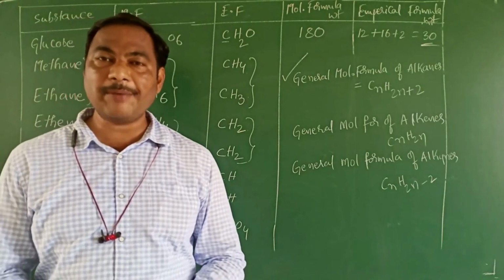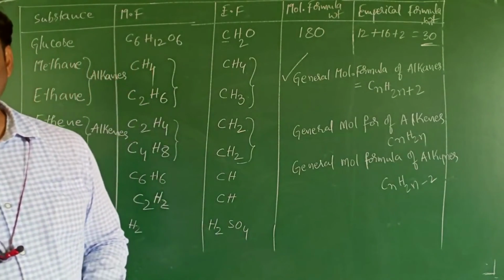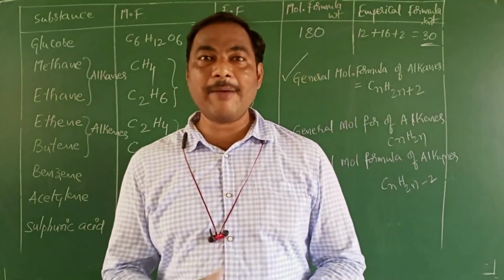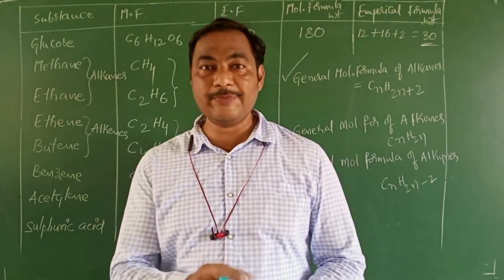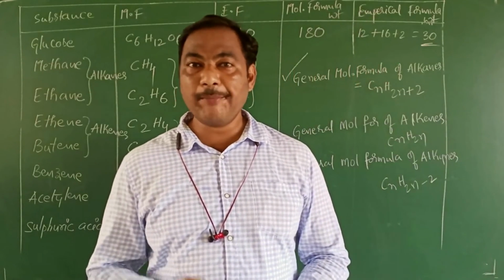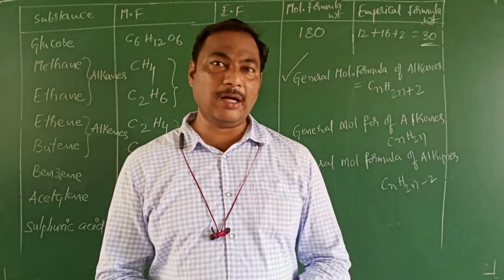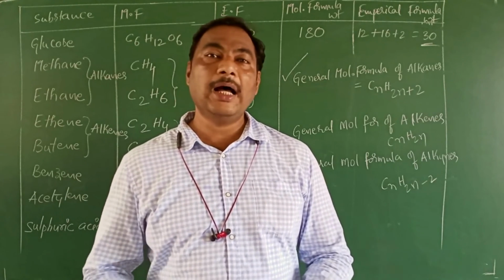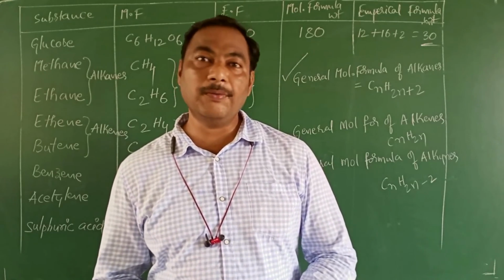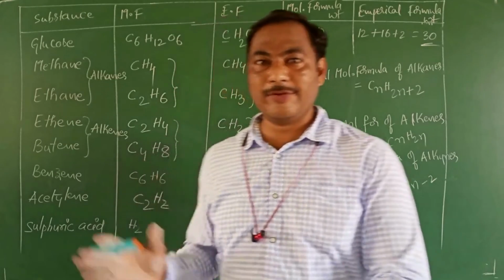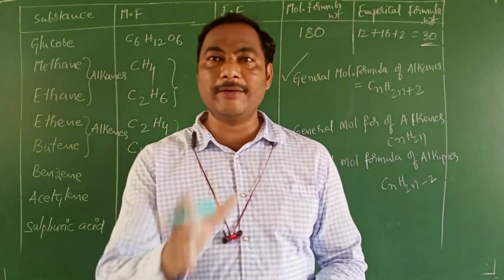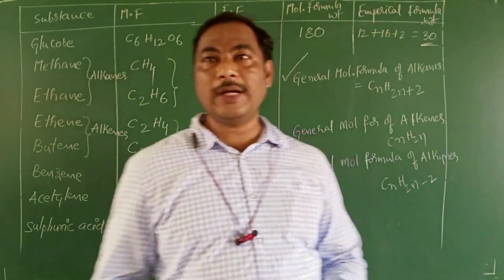Sometimes different compounds will have same molecular formula and empirical formula. Example for this is isomer. Please make a note. Sometimes different compounds will have same molecular and empirical formula also. Example for this, these are nothing but isomers. When we enter into the organic chemistry, I will bring to your remembrance once again this particular example. Now, come to the next statement.